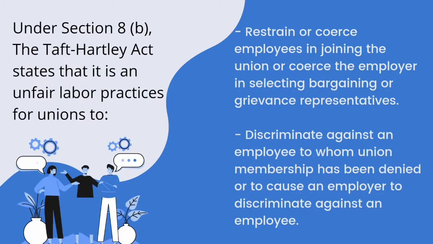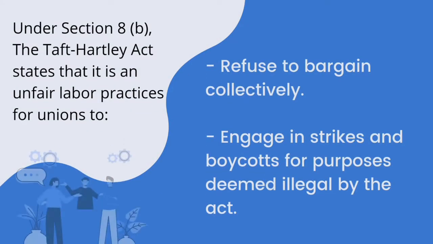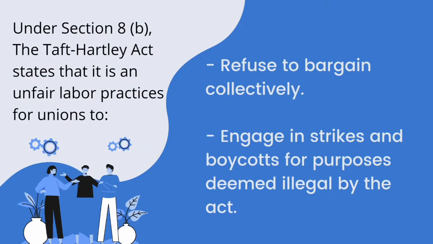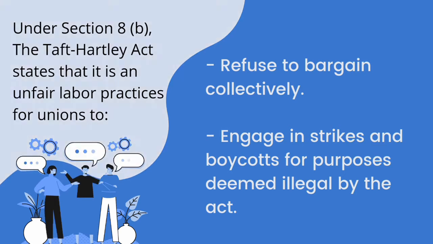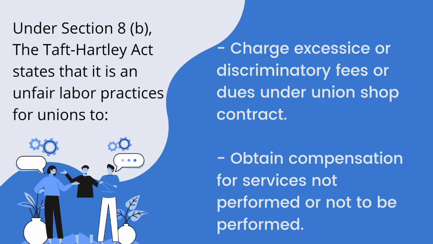Under Section 8B, the Taft-Hartley Act states that it is an unfair labor practice for unions to restrain or coerce employees in joining the union, or coerce the employer in selecting bargaining or grievance representatives; discriminate against an employee to whom union membership has been denied, or cause an employer to discriminate against an employee; refuse to bargain collectively; engage in strikes and boycotts for purposes deemed illegal by the Act; charge excessive or discriminatory fees or dues under a union shop contract. Lastly, obtain compensation for services not performed or not to be performed.